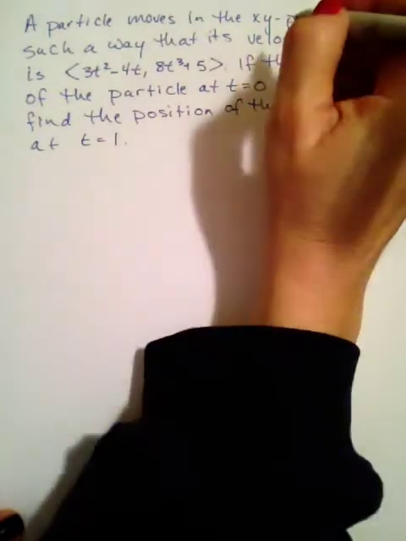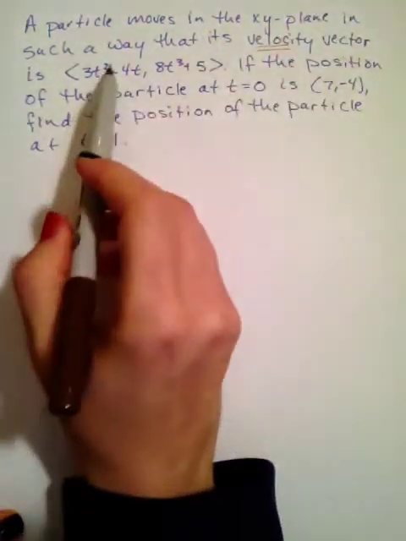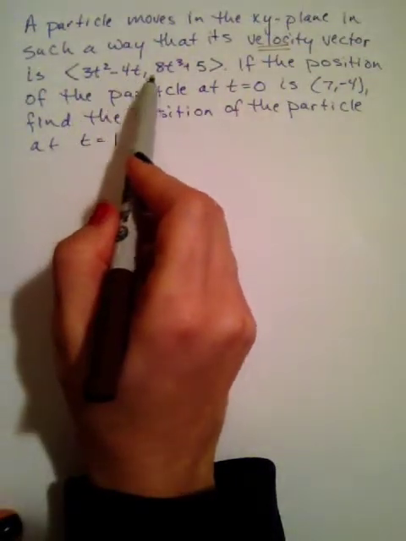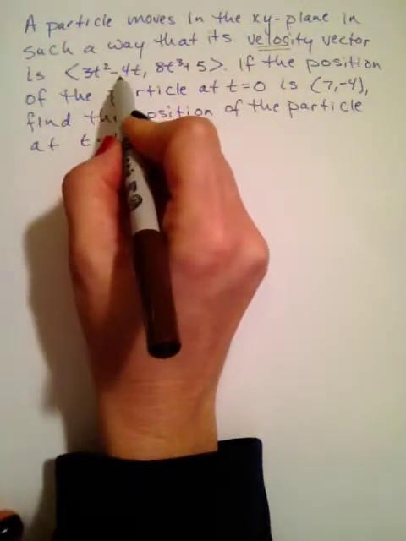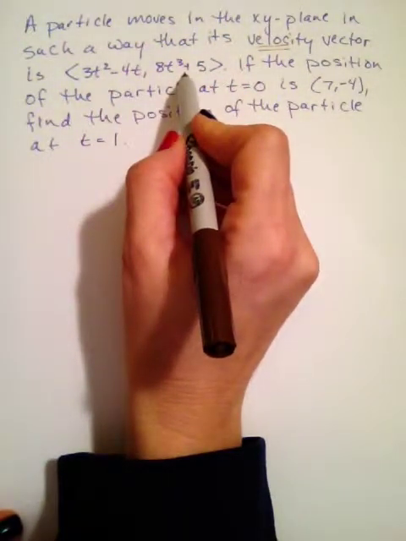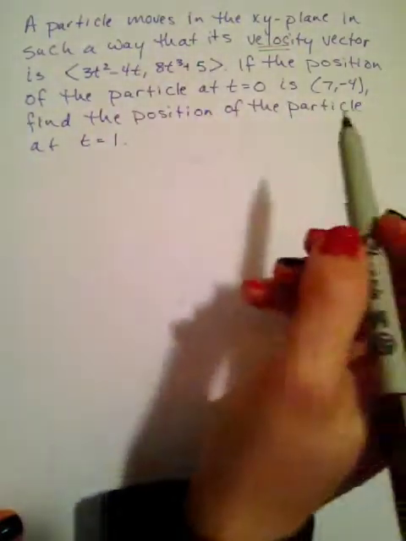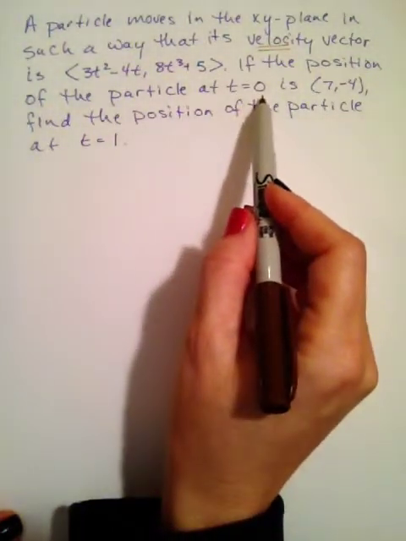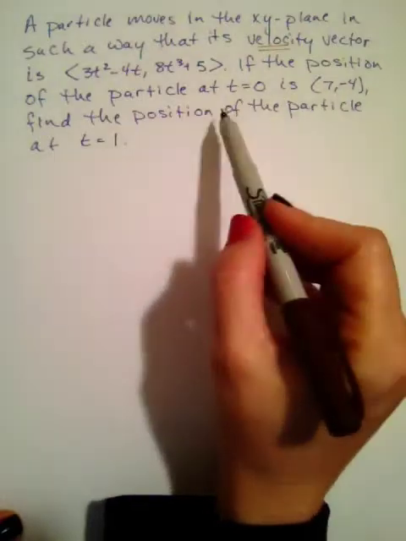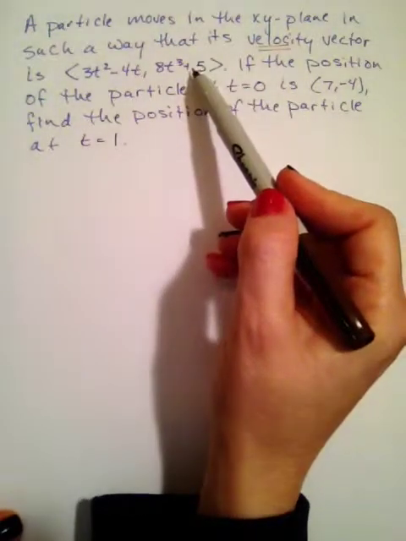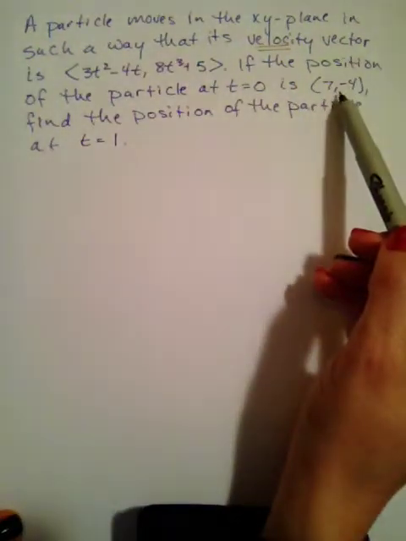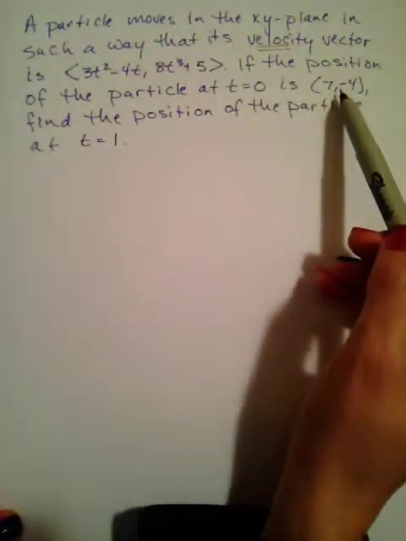A particle moves in the xy plane in such a way that its velocity vector is 3t squared minus 4t, 8t cubed plus 5. So this is the x component of the velocity vector and this is the y component. Both of these are our first derivatives. If the position of the particle at t equals 0 is 7, negative 4, find the position of the particle at t equals 1. So we've been given a first derivative of velocity and we've been given a point on our original function, the position function.